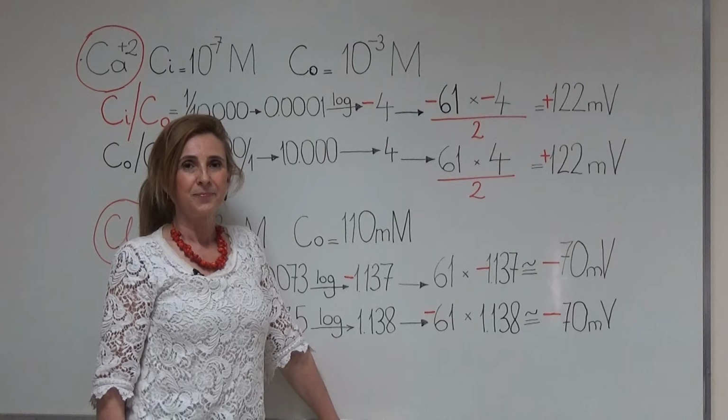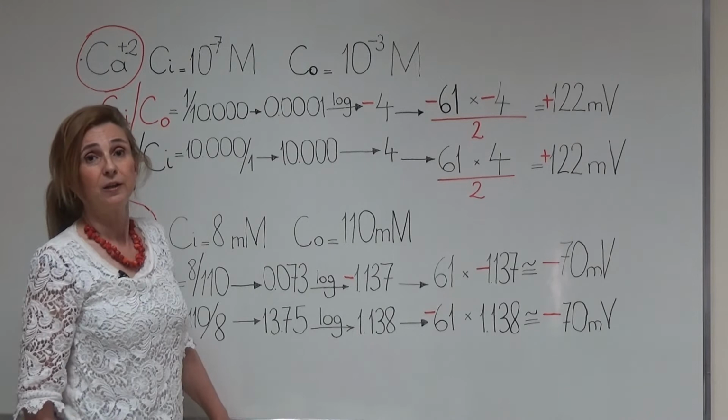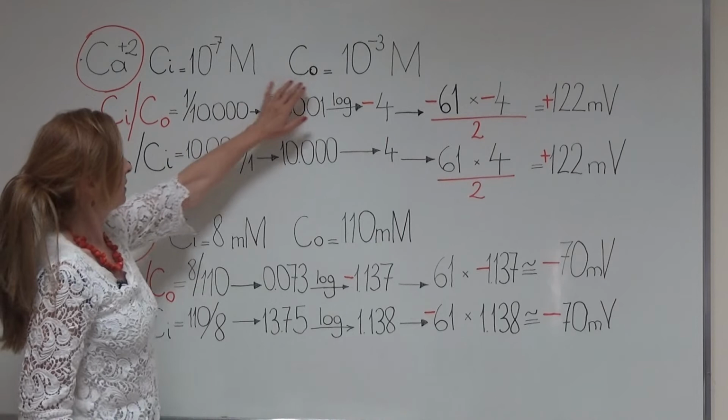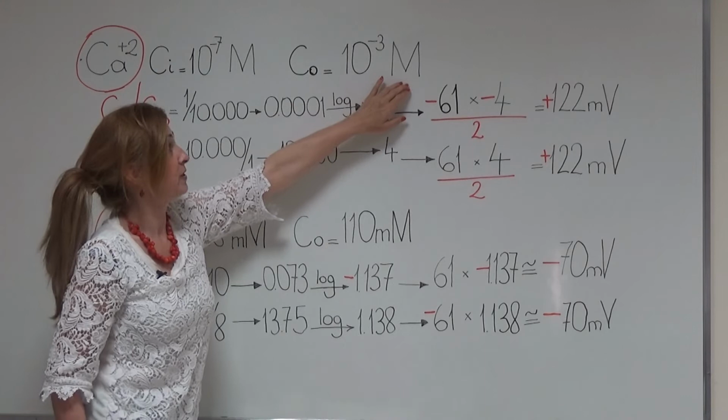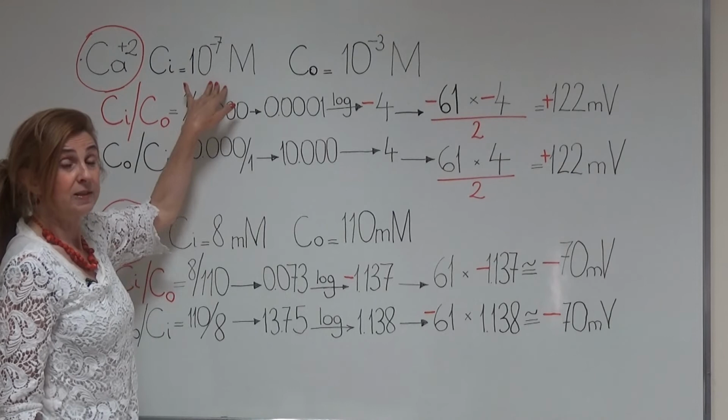Let's give numeric examples for the last two ions, calcium and chloride. Calcium is different from the other ions in that the outer and inner concentrations are really very different from each other. The extracellular concentration or outer concentration of calcium is 10 to minus 3 molars and inner concentration is 10 to minus 7 molars. There's a 10,000 times difference.